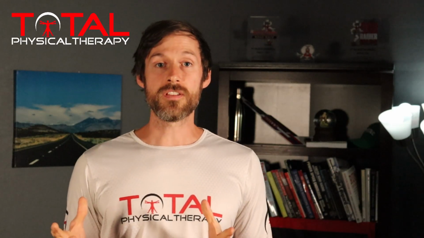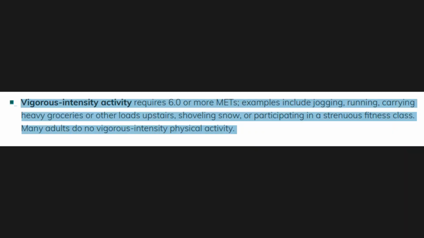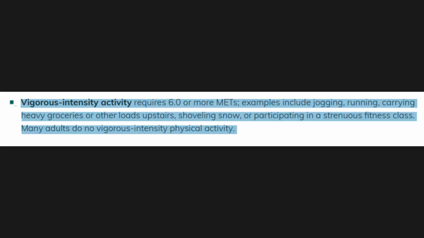The last category that they define would be the vigorous category, and the vigorous category is defined as anything above 6 METs. Some examples that they give of this category would be running, cycling, carrying heavy groceries, having to go upstairs, shoveling snow, or participating in a fitness class.